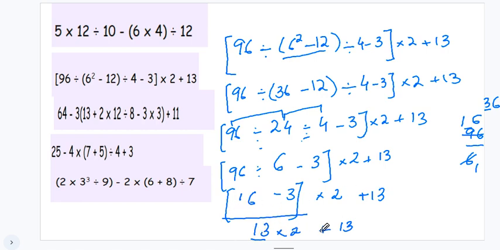So now 13 times 2 plus 13, what you have to do, first you will do multiplication. That means 13 times 2 will give you 26. Then you have to add 13 in this. So what answer are you going to have? 39. Okay, so this is your answer. Isn't it easy? Yes, it's very easy.